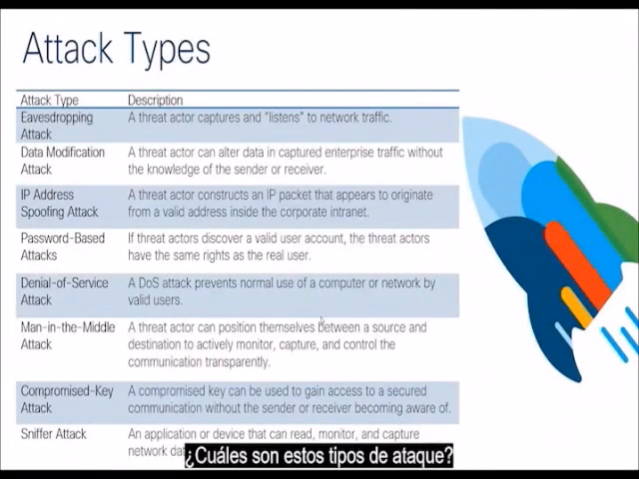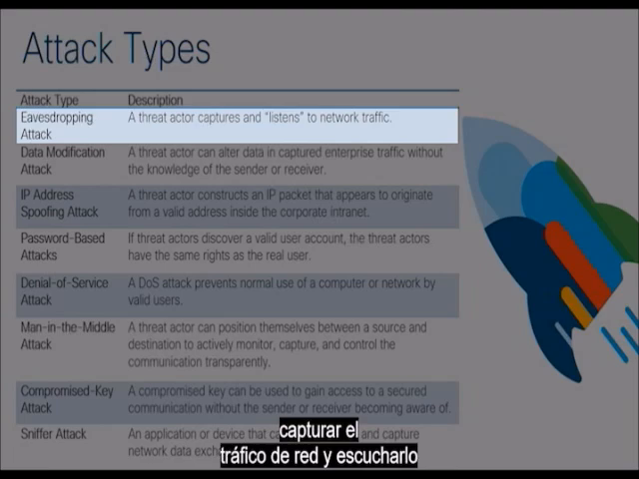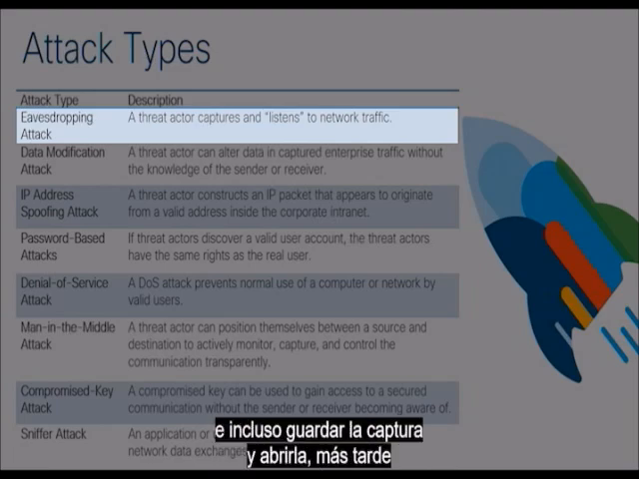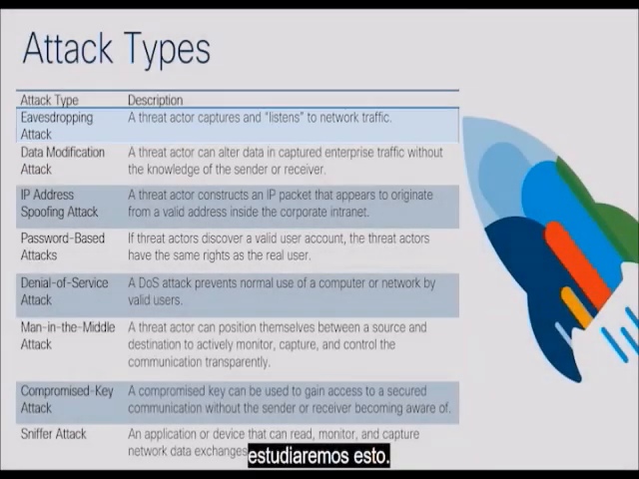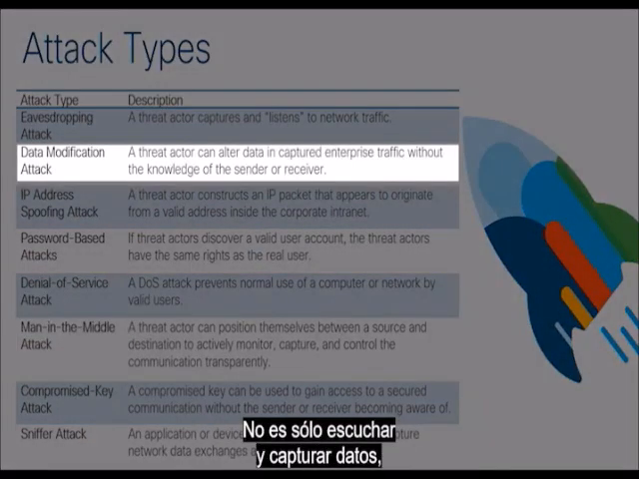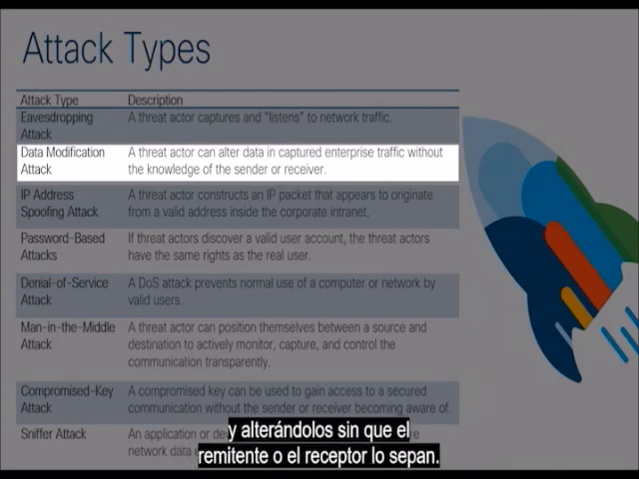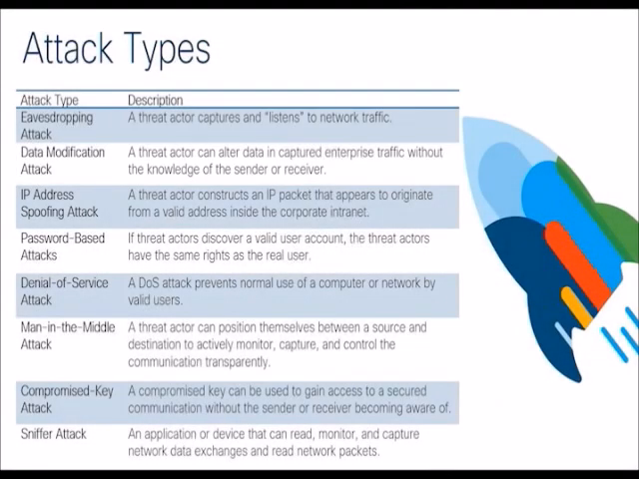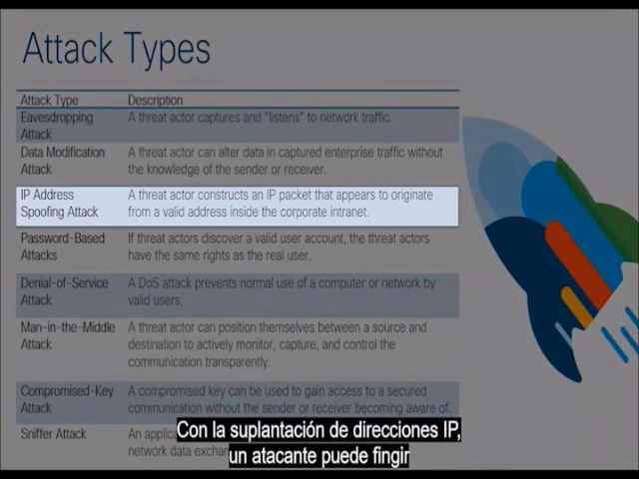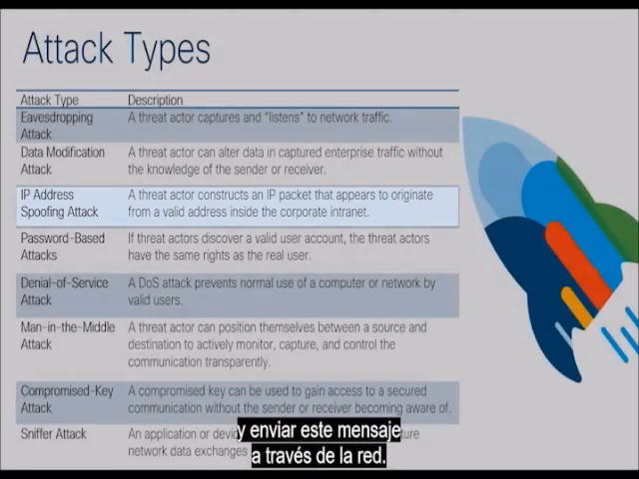What are these attack types that threat actors will take against me? Well, eavesdropping attack. Using a tool like Wireshark, a threat actor would be able to capture network traffic and listen to it. They can even save the capture and open it at a later time to study it. With data modification, we take it one step further. It's not just listening and capturing data, but it literally is capturing data and altering it without the sender or receiver knowing. With IP address spoofing, a threat actor can pretend to be whoever they want to be. They can choose the source IP address on their message and send this message out across the network.